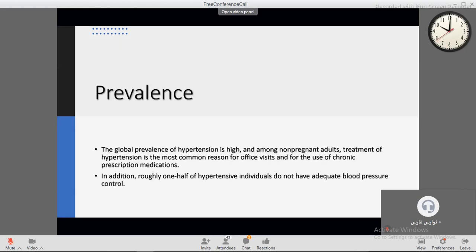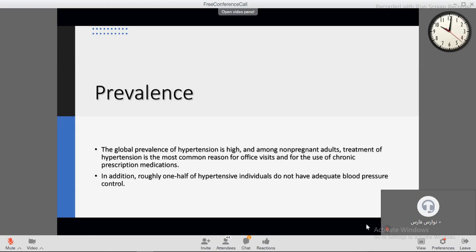It is actually a highly prevalent disease, as the global prevalence of hypertension is high, and among non-pregnant adults, treatment of hypertension is the most common reason for office visits and for the use of chronic prescription medications. Not only is it highly prevalent, it is also the most highly prevalent risk factor for cardiovascular disease like stroke and ischemic heart disease. In addition, roughly one half of all hypertensive individuals do not have adequate blood pressure control.